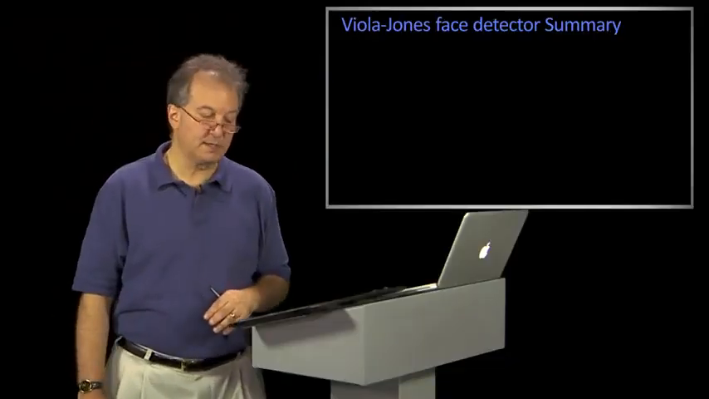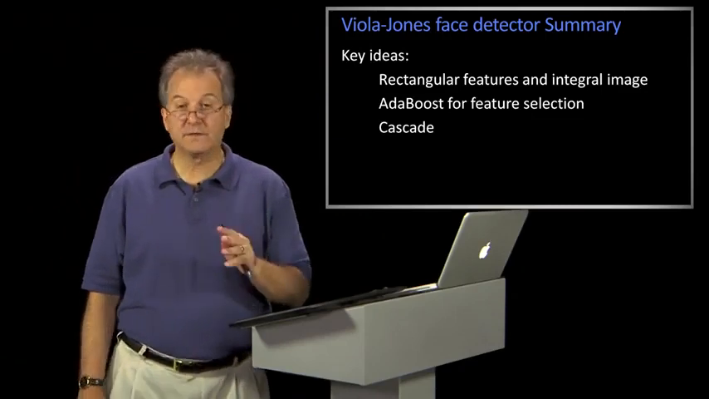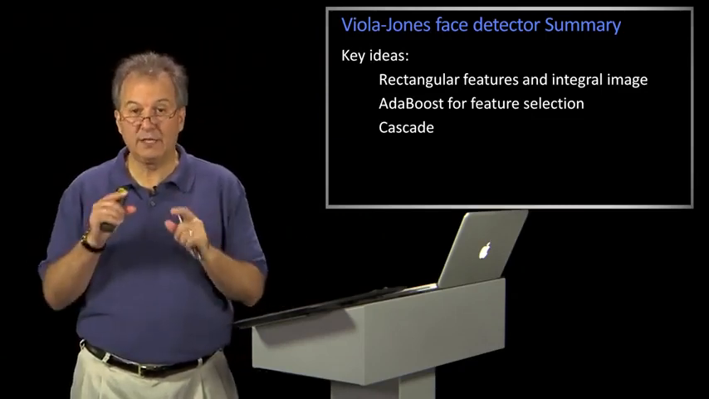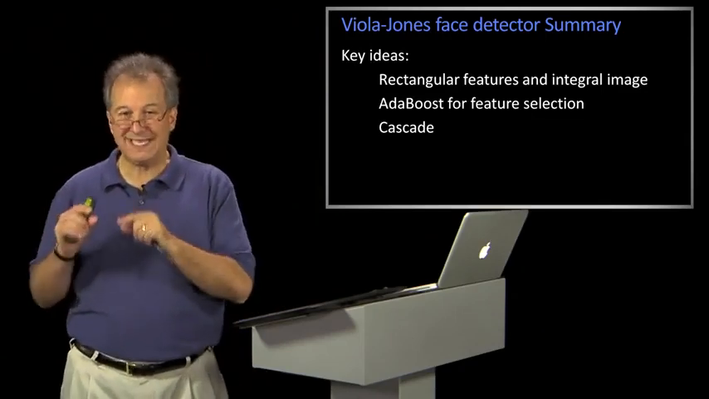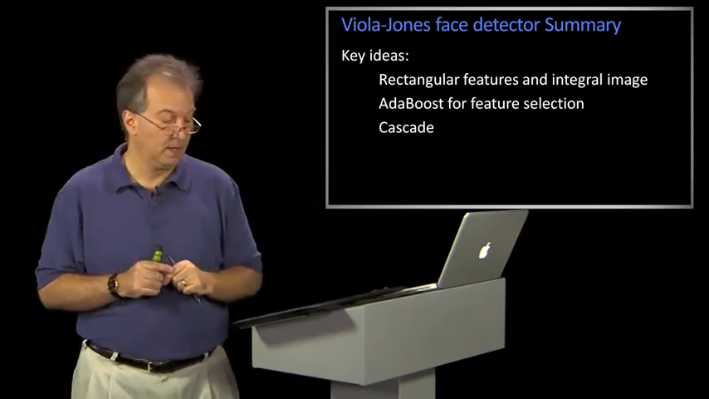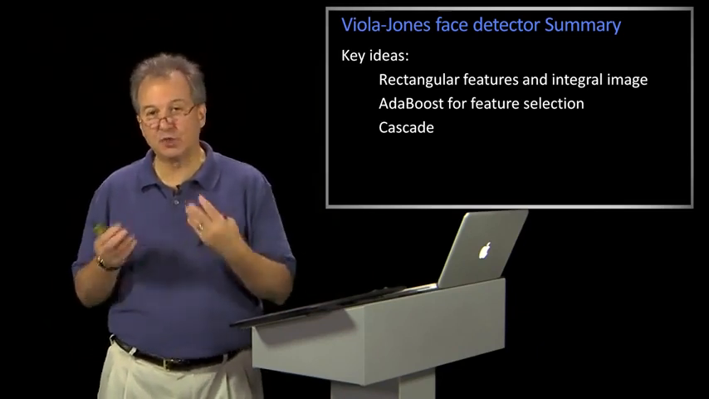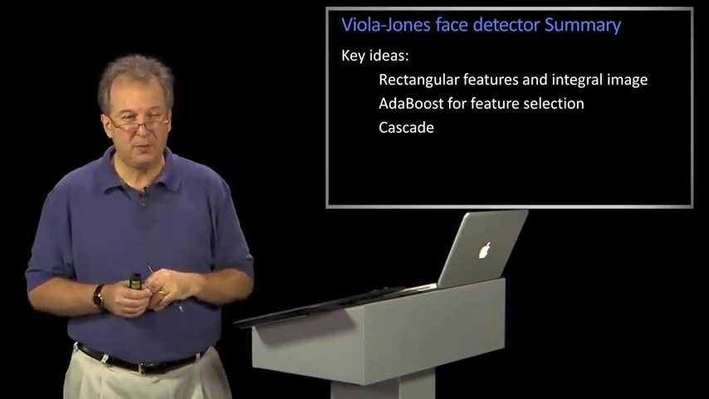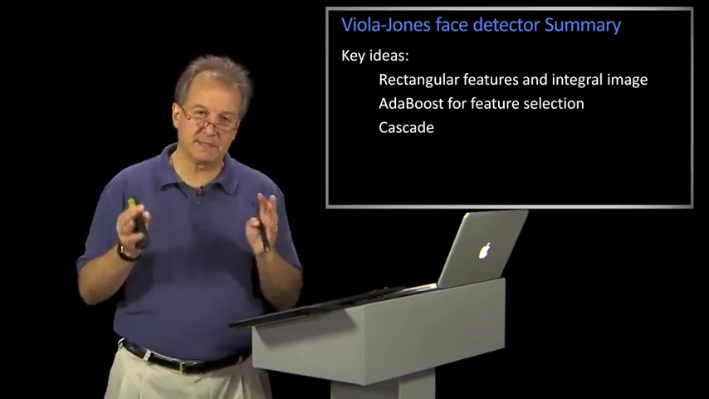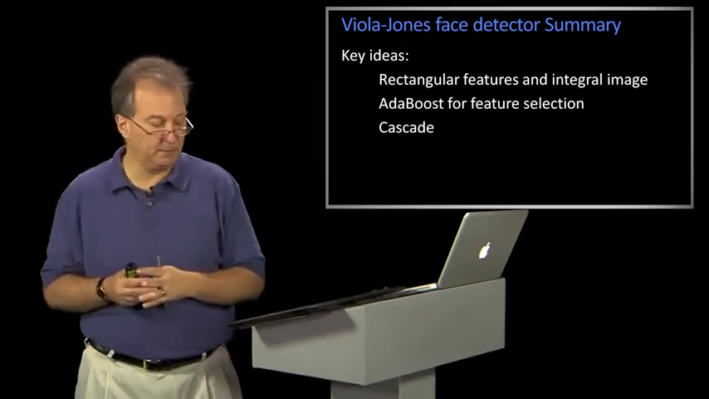To briefly summarize the Viola-Jones face detector, a couple of key ideas. First of all, they're going to use these rectangular features, and really the big idea was the integral image that makes it easy to compute those rapidly. Second, they used AdaBoost for doing both feature selection and for training the classifier in general. We didn't talk a lot about that here. Sometimes I talk more about it, but these days you can just go look up AdaBoost. It's easy enough to implement.